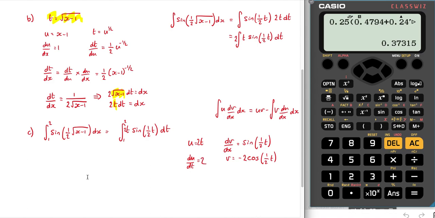So let's go and use our formula. So this is uv. So that is minus 4t cos a half t, minus the integral of 2 sine of a half t minus 4t cos of a half t, and that was dt.